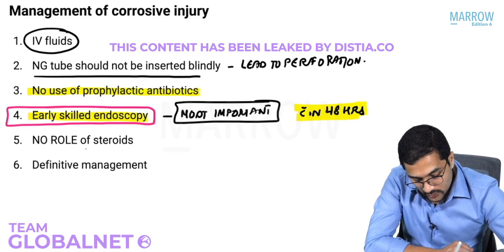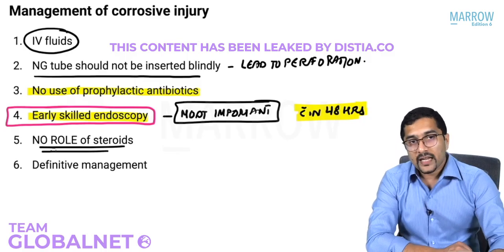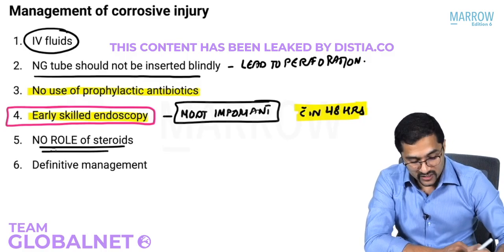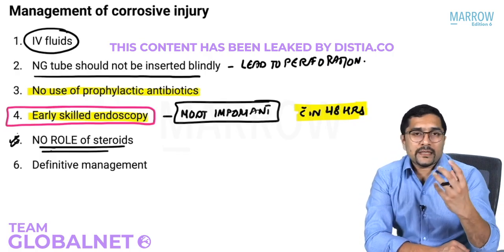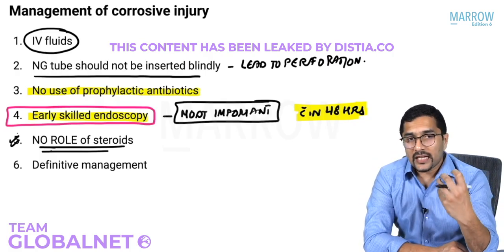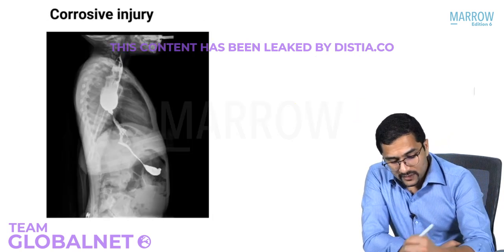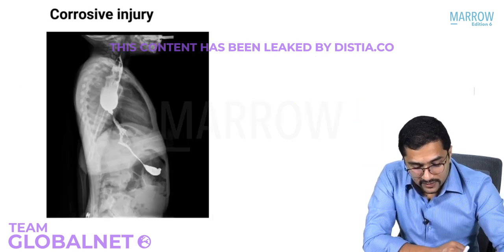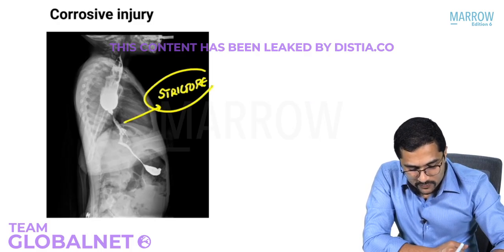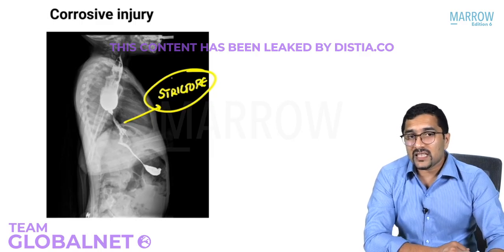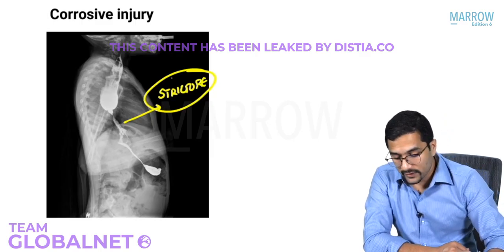Also remember, there is no role of steroids in patients with acid or alkali injury. Now, when this acid or alkali injury happens, you can see here in this barium that ultimately a stricture will form in the long run. And the long-term management of these patients is to manage this stricture which is formed in the esophagus.